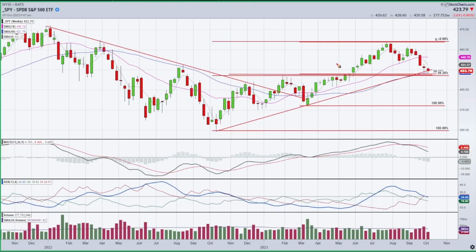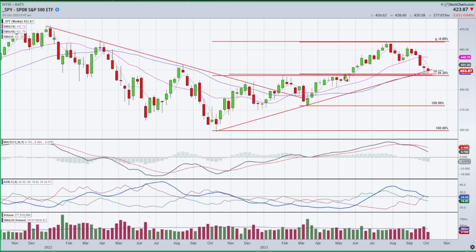Now, what I want to point out now is how important this level is that we're coming into. I'm basically just rounding out to 420. It's 4,200 in the S&P. So you can draw in your trend line. I've drawn it in. We're basically half the bar is below it right now. We're trying to close back above the trend line that I've drawn.